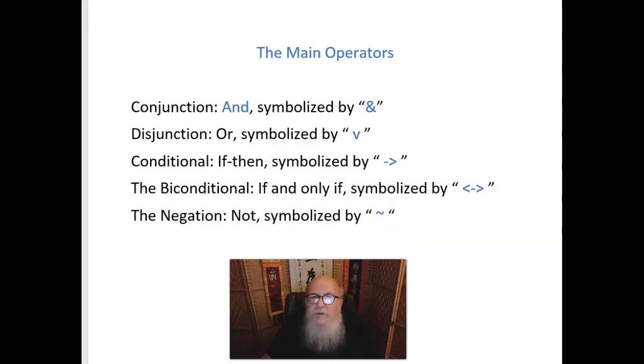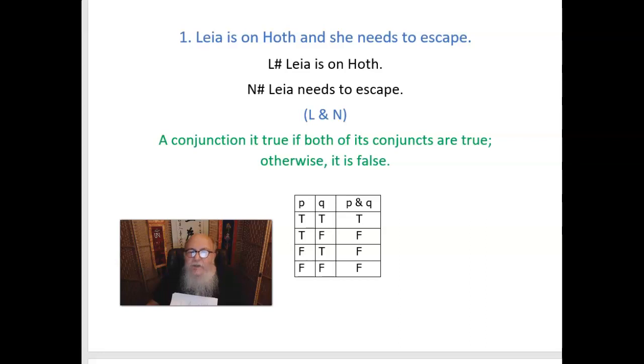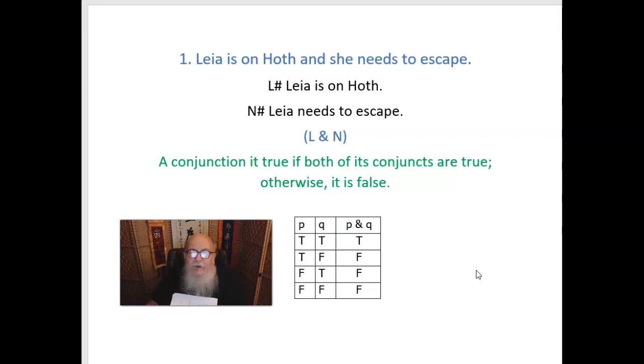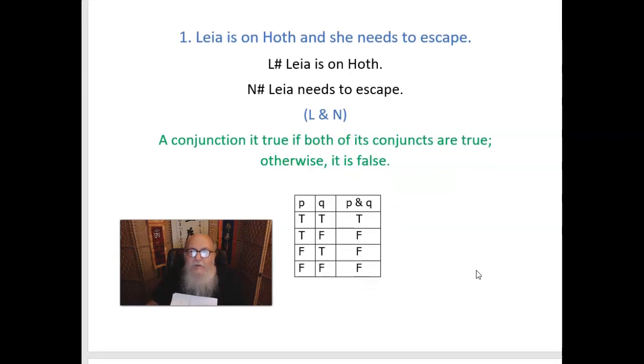So our first operator is the conjunction, and it's symbolized by the ampersand. Our second operator is the disjunction, or, and it's symbolized by the V. We then have our conditional, the if-then, symbolized by the arrow. We have a biconditional, if and only if, symbolized by the double arrow. And we have the negation, not, symbolized by a tilde. So we're now going to define what these operators, our connectives, mean. We're going to get at the semantics, or the meaning, in our language.